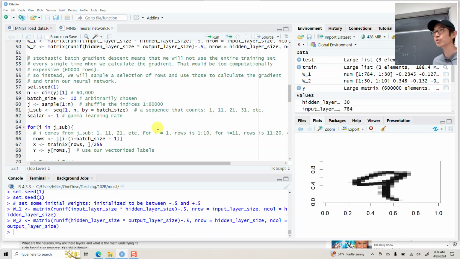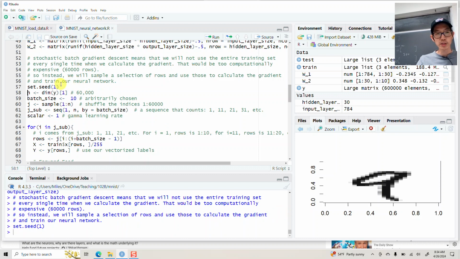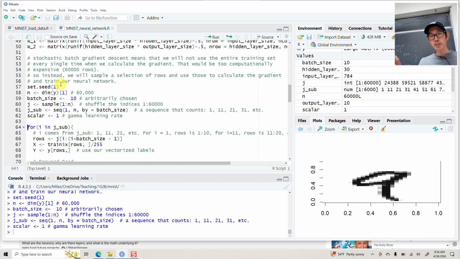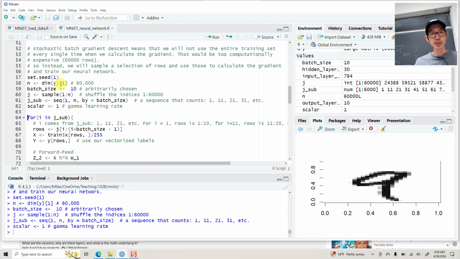Okay, so that is known as stochastic batch gradient descent, meaning we're not going to use the entire training set every single time. We're going to just do small batches of 10. And then I'm going to go through the 60,000 rows just once, but in groups of 10. So we're going to have like 6,000 iterations here. So I'll go ahead and do this. I'm going to split up my data set into 6,000 batches of 10.